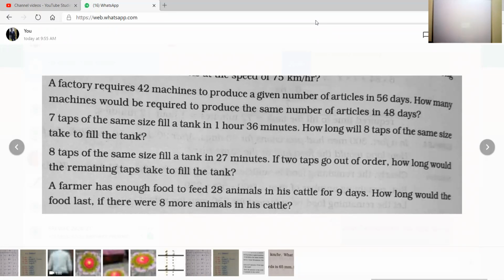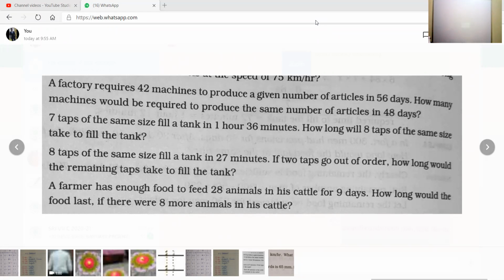Sir, this is inverse variation. Inverse variation, because if you have to complete the work in fewer days, then you need more machines. If one thing goes down, the other goes up. That means the variation is inverse. And the answer is 49 machines. Okay, second one.